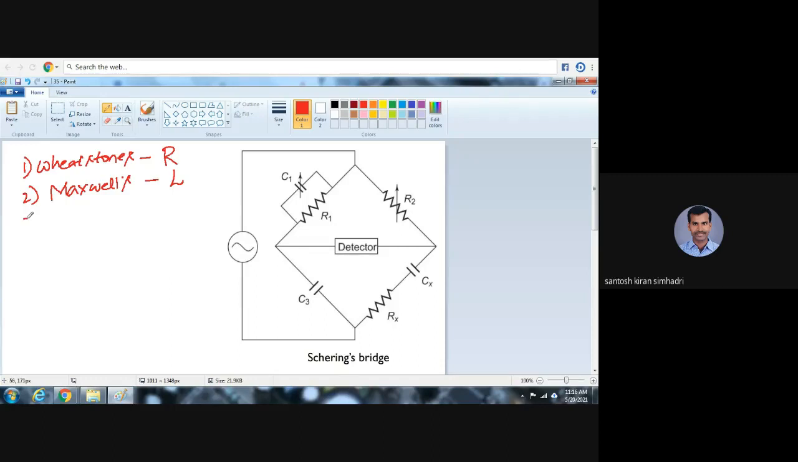Can you please help me? What is the purpose of this Schering bridge? I will repeat once again. Schering's bridge. This Schering's bridge is exclusively used for what? Please help me. Anyone? Unknown capacitance, that is the Cx. That is the beauty of this Schering bridge. A very important bridge, used for precision measurement of the capacitors.